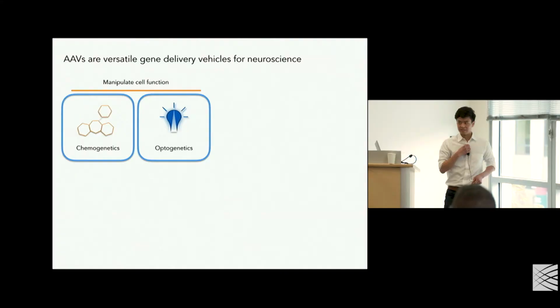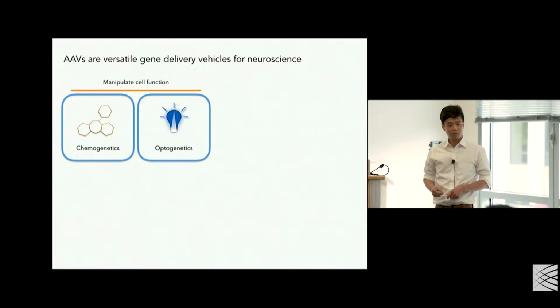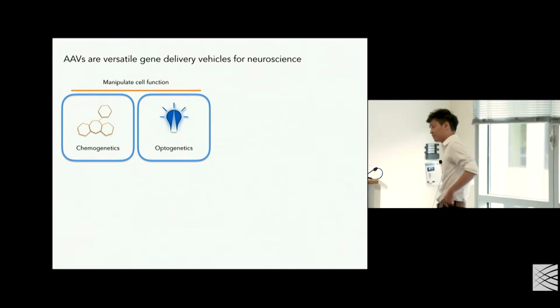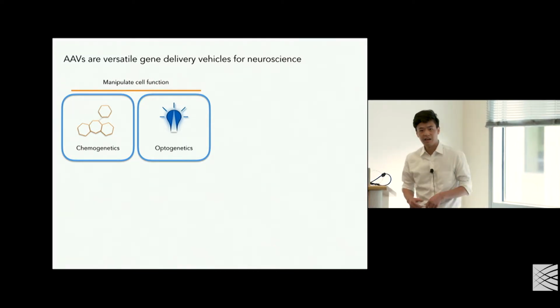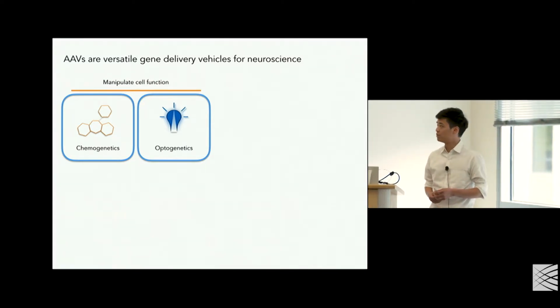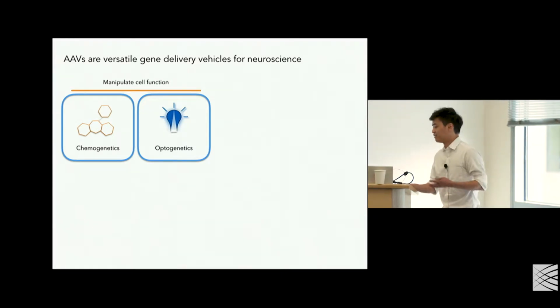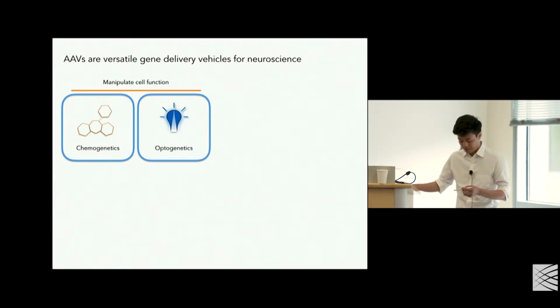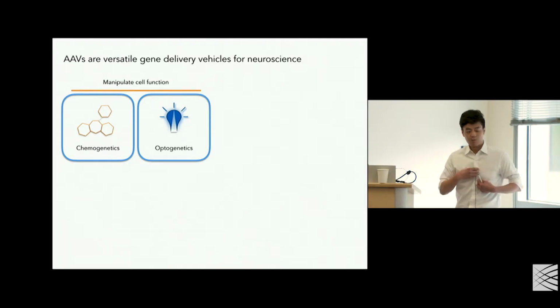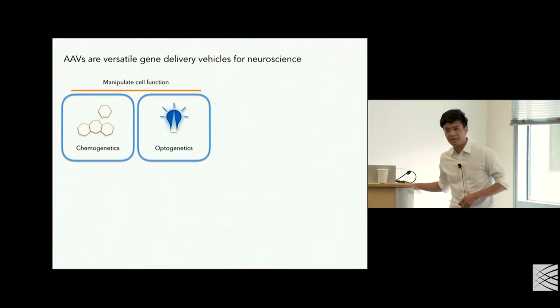Okay, so as Ben said earlier, AAVs are widely used in neuroscience, and it's because they can enable the delivery of a wide variety of genetically encodable tools. You can deliver tools that allow you to manipulate cell states, such as designer receptors that respond to synthetic ligands in order to activate or inhibit neuronal firing. Or you can deliver light-sensitive proteins called opsins that, when you activate them with light, will channel or pump ions across the cell in order to excite or inhibit the cell.